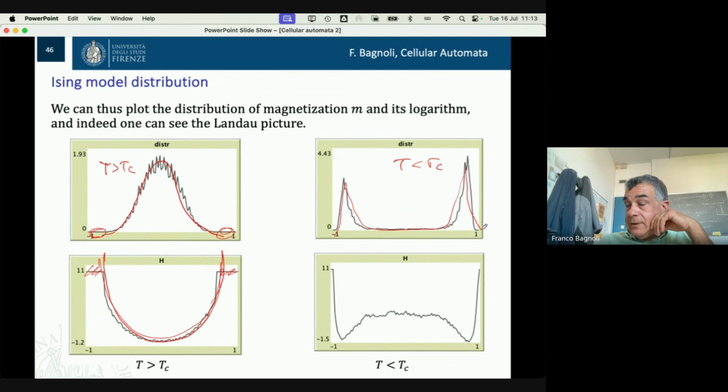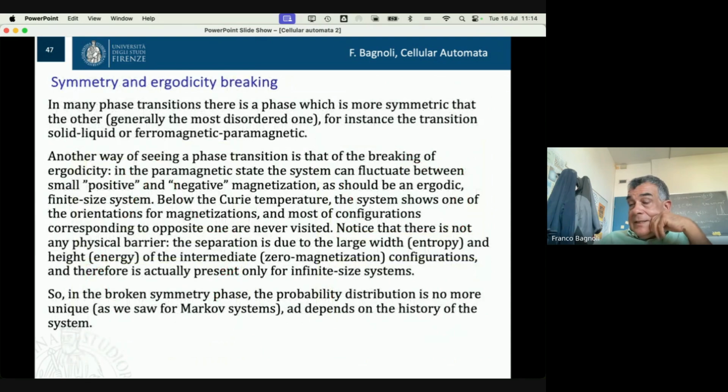while for T less than Tc, we have the possibility of observing plus and minus magnetization. In order to observe both in the single simulation, I have to use small lattices, otherwise the transition is not apparent. I could repeat several simulations. And if you take the logarithm of this, you see actually the shape that was forecasted by Landau. So the idea is holding.